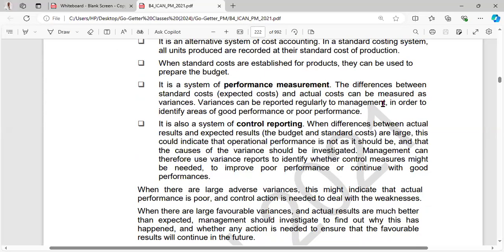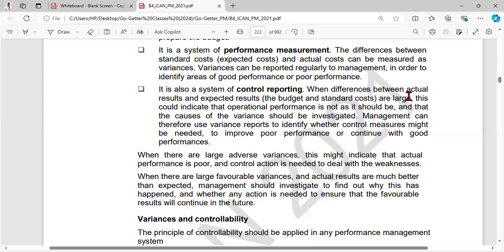It's also a system of control report. What we're also interested in is the differences between actual and expected. So you see here budgeting and standard costs, they should be reported so that management can identify whether and how to control some of these things that are bringing poor performance, how they can reduce wastage, or what they can do to stem the tide of adverse variances. We'll come to that.